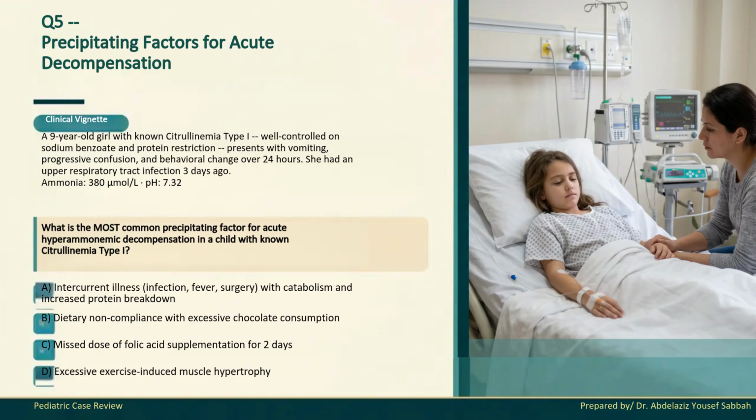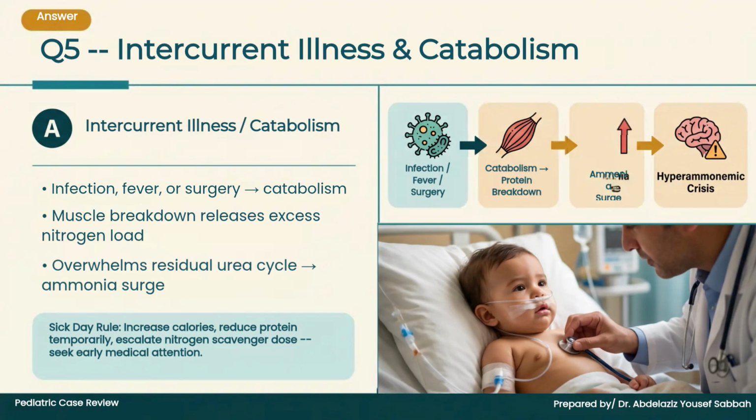Option A, intercurrent illness, such as infection, fever, or surgery, with catabolism and increased protein breakdown. Option B, dietary noncompliance, with excessive chocolate consumption. Option C, a missed dose of folic acid supplementation for 2 days. Option D, excessive exercise-induced muscle hypertrophy. The correct answer is option A, intercurrent illness and catabolism.